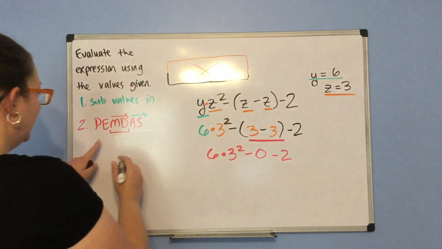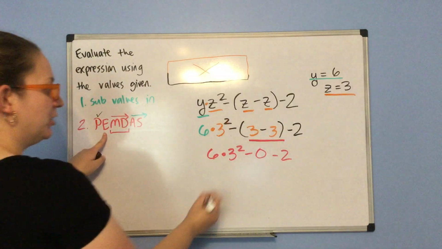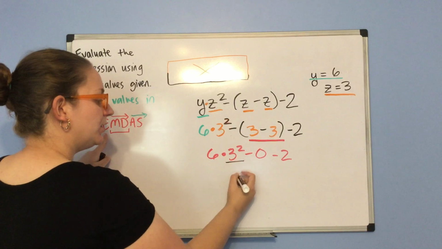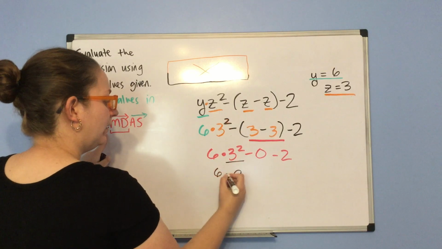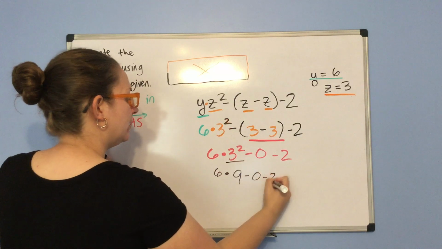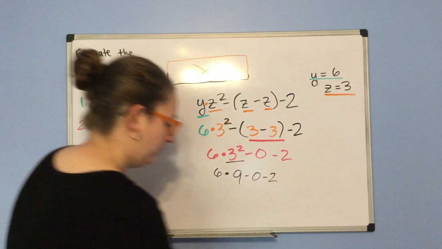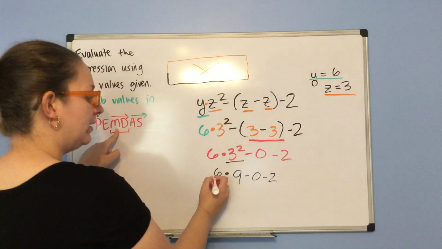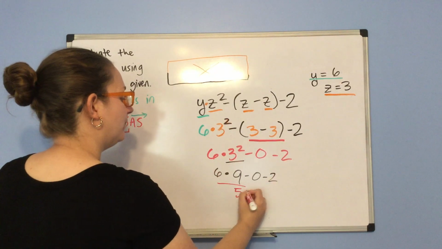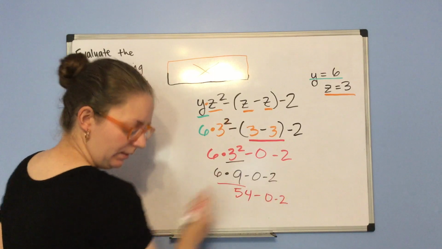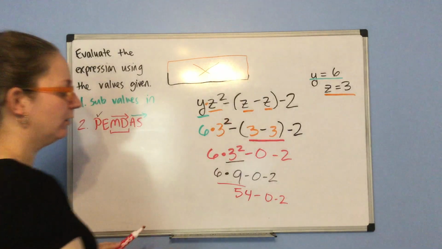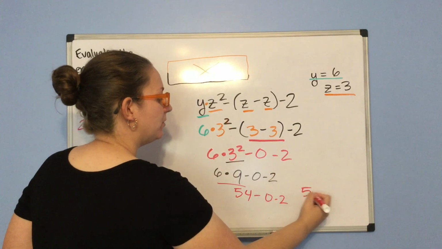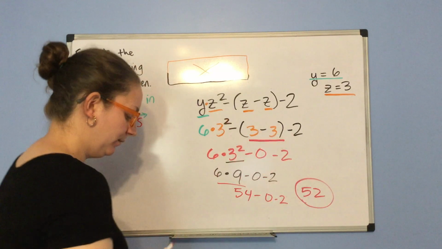From there, parentheses are done. Now we have exponents. So that exponent is only on the 3. 3 squared is 9. Everything else stays the same. Next up, multiplication and division. 6 times 9 is 54. And then I think we can do all that subtracting at once. 54 minus 0 is 54. Minus 2 gives us 52 for our final answer.